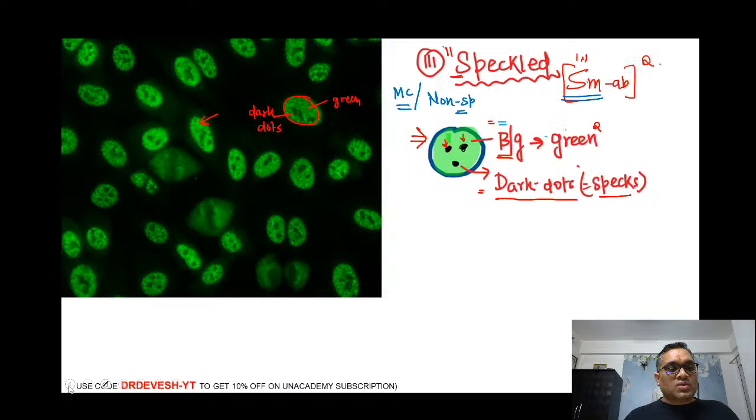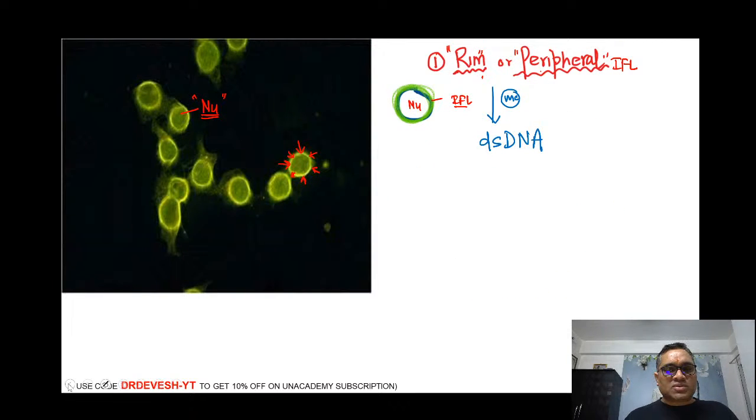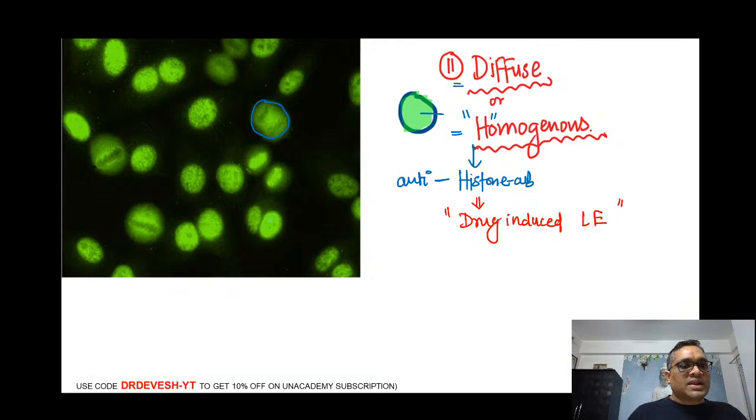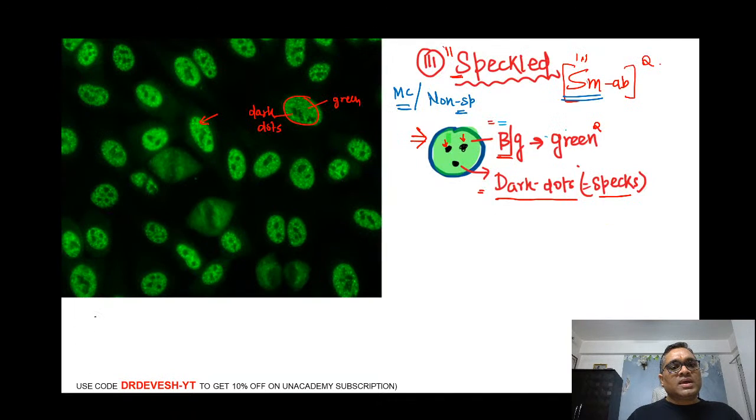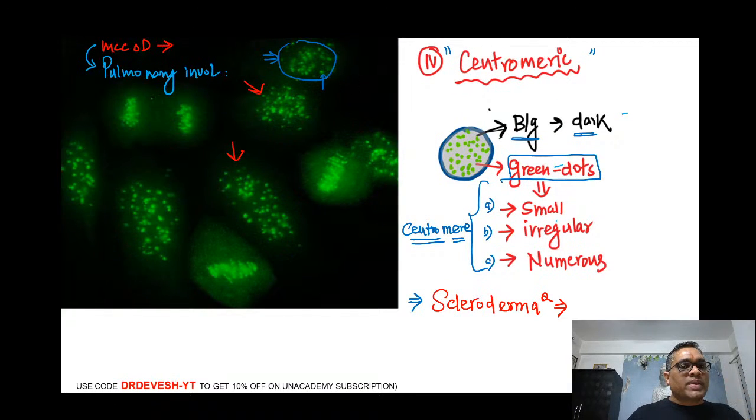I will remind you so that you can remember, because it's not an easy topic. First of all, a quick recall. Rim pattern will be double-stranded DNA, peripheral area will be having bright immunofluorescence. Then we are seeing the diffuse pattern, where the entire nucleus is having diffuse homogeneous immunofluorescence, bright green color. Then we are seeing the speckled pattern. Speckled means background is green and dark spots are present. Third is the centromeric. What is centromeric? Background is dark and numerous small irregular green dots.